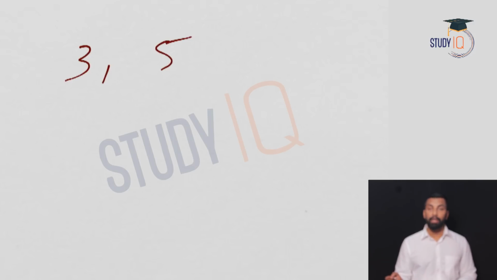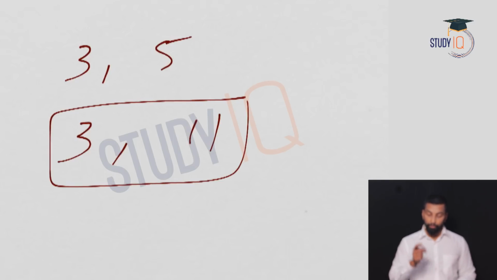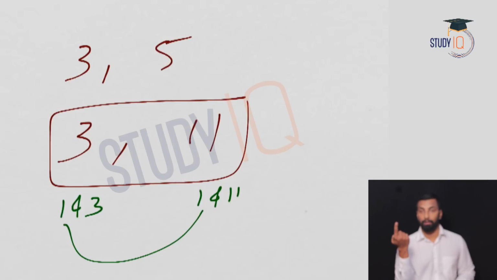3 and 5, or 3 and 11, are coprime numbers, because prime numbers have exactly two factors. This number has 1 and 3, this number has 1 and 11. So there is only one common factor, that is 1. So anyway it has to be a coprime pair, right?